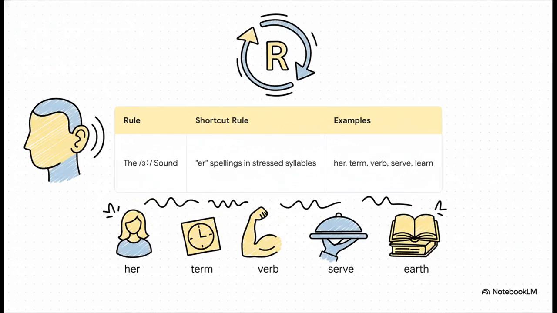And sound number 4 is the sound in the word her. This one is almost always made by that spelling, especially when it's in the stressed part of the word. Just listen. Her, term, verb, serve. And sometimes you'll even find it with an ear spelling, like in learn or earth. See? That R is totally in charge.